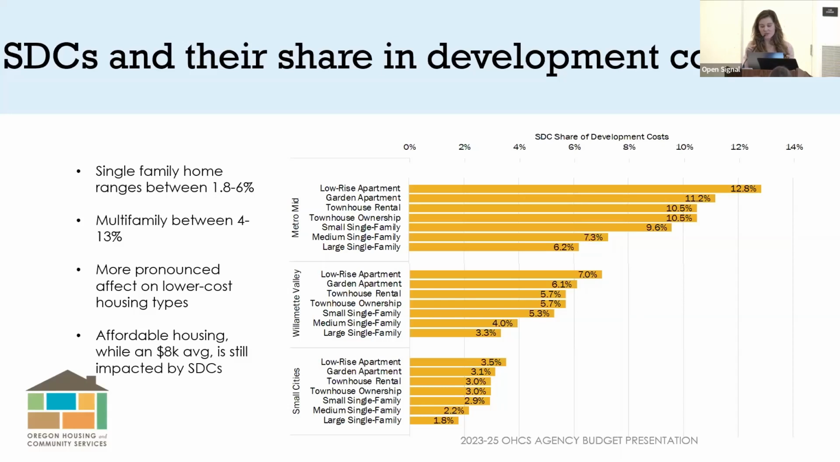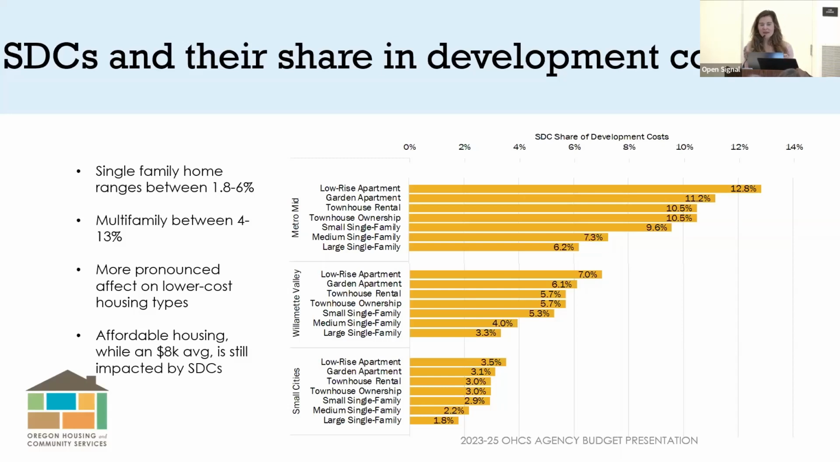One of the things that we heard from developers in these focus groups is that they decide what and where to build primarily on the market. So they do possibly respond to SDC costs. Some ways that they respond are that they build smaller homes or bigger homes, or invest in middle housing.